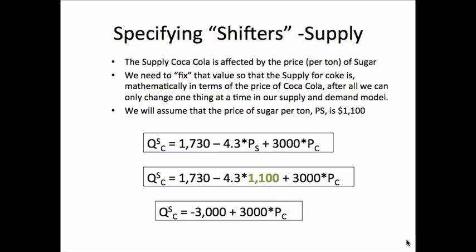In the second box you can see the substitution, and that leads to our supply function: the quantity supplied is negative 3,000 plus 3,000 times the price of Coke. So at this point we have a demand function and a supply function only relating quantity and price directly. The shifting variables, or the non-price determinants of supply and demand, consumer income, the price of Pepsi, and the price of sugar are fixed. If they change, the equations will change. But for now, we'll say they're fixed.